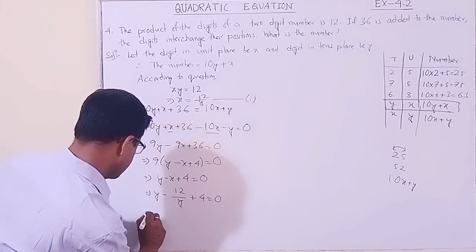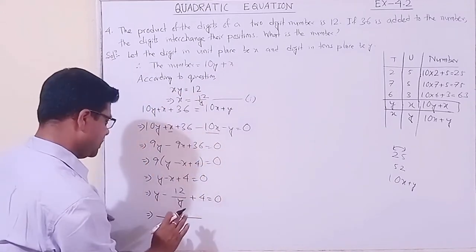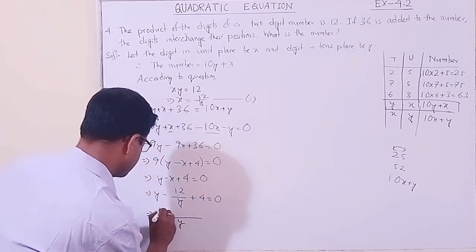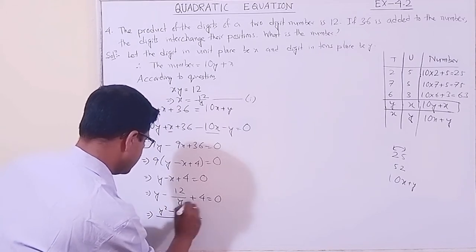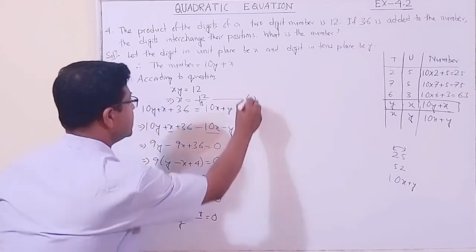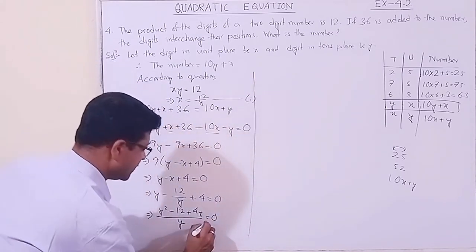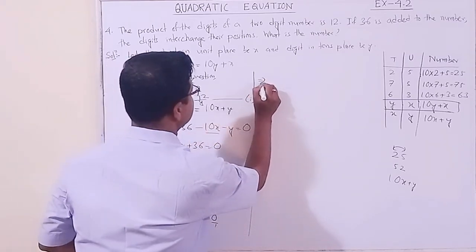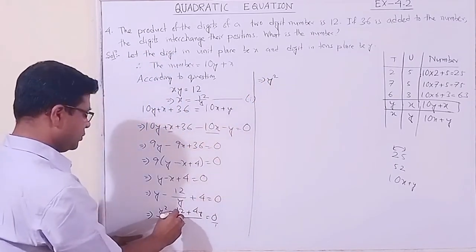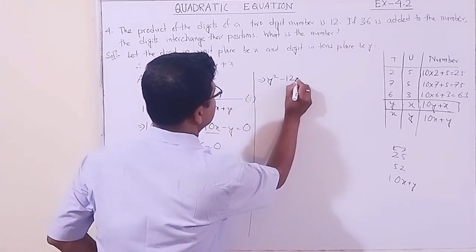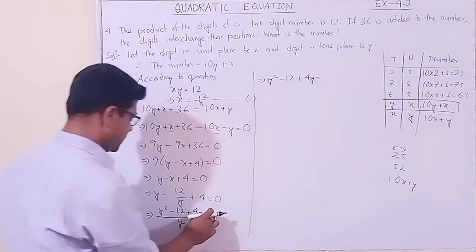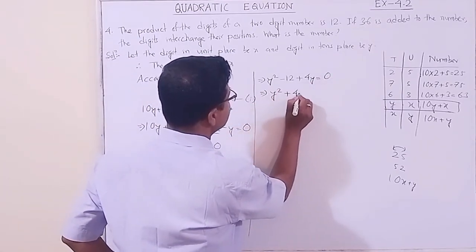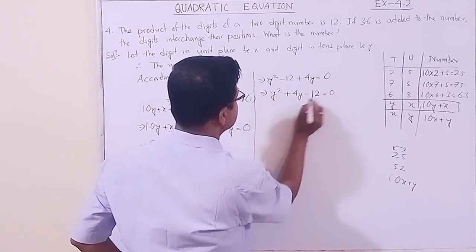Initially if you do it with the fraction, you will face problems. Here what is the LCM? Y into y square minus 12 plus 4 into y, 4y is equal to 0. All right, we'll do the cross multiplication. Here what is there? 1. So this into 1 is this, 0 into y is 0. Let us write it down: y square minus 12 plus 4y is equal to 0. Let us write in the format. What is the format? Y square plus 4y minus 12 is equal to 0.